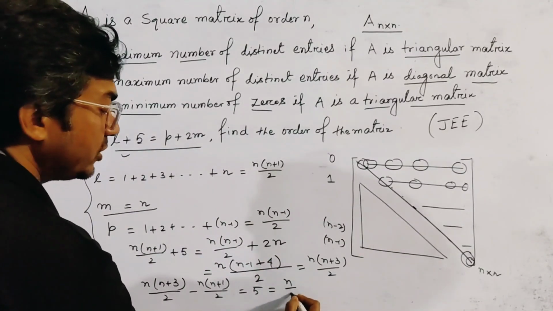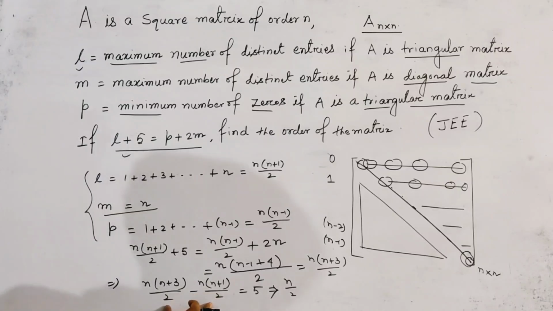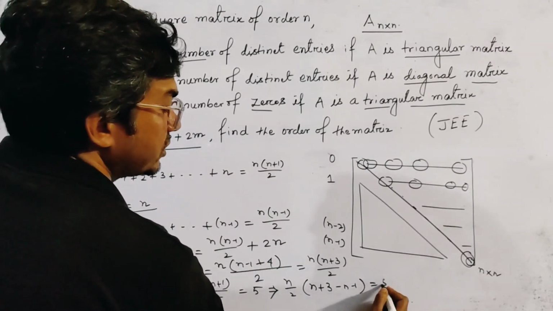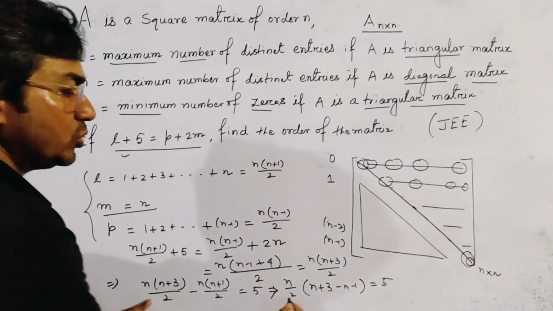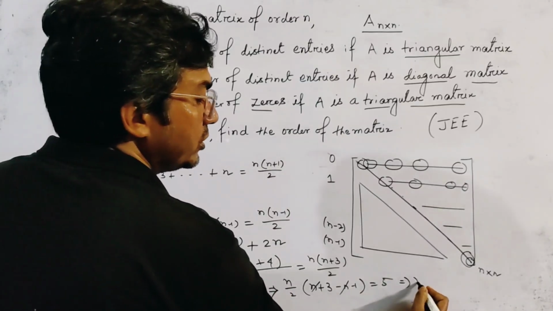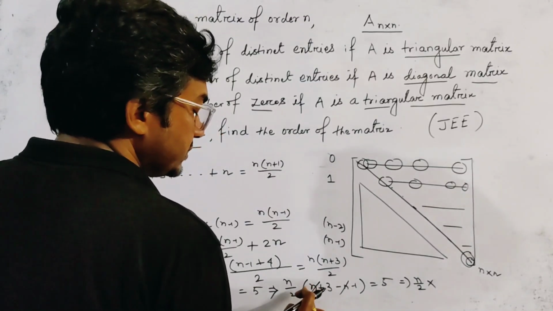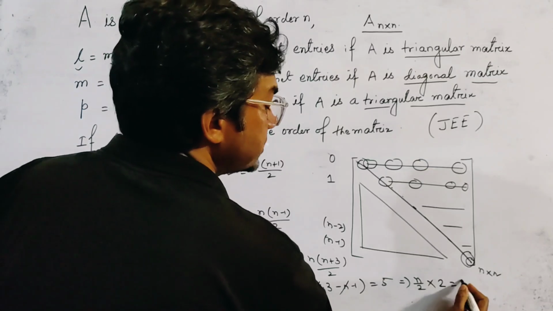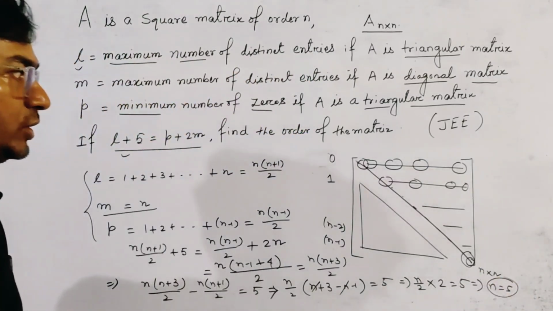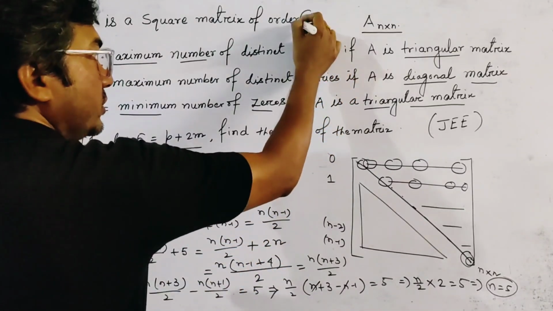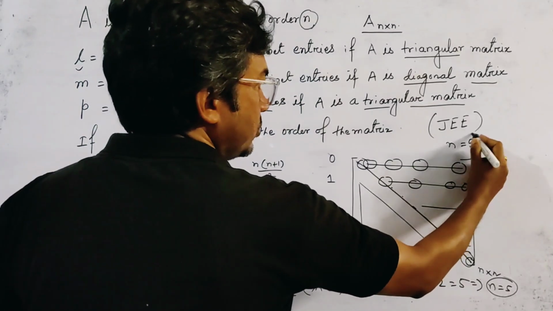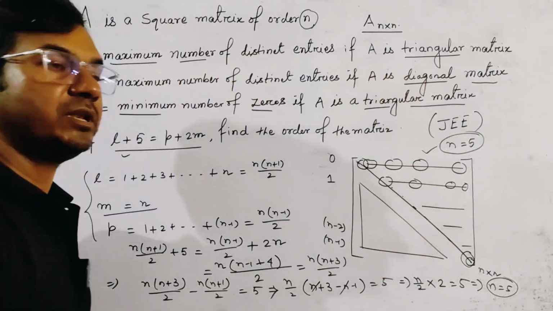And n by 2 we take common from these two terms, getting n plus 3 minus n minus 1, and this is equal to 5. So we get, n cancels out, n by 2 into 2 is equal to 5. So we get n equal to 5. That is, the order of the matrix must be n equal to 5. This is our final answer.